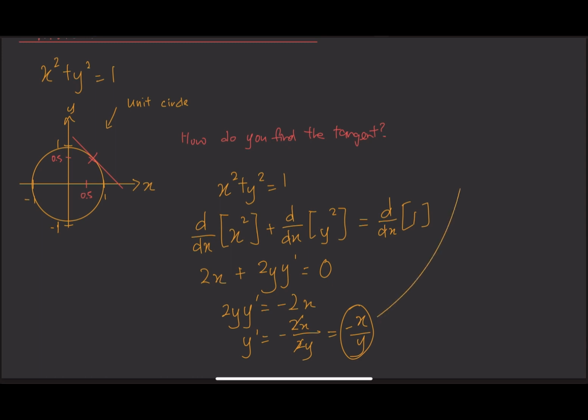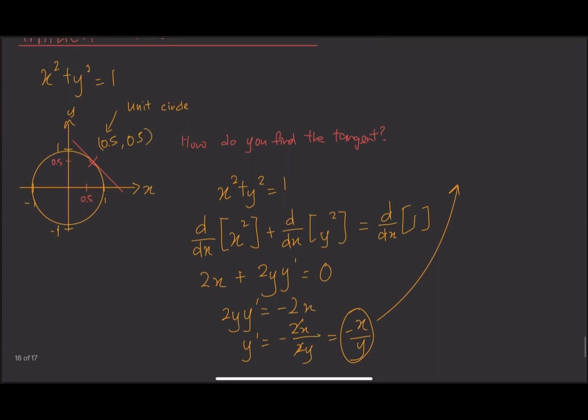Let's say we want to evaluate the tangent at the point where x is 0.5, right? And y is 0.5, right? So we just input negative 0.5 over 0.5, and what do we get? We get negative 0.5 divided by 0.5, just input into a calculator and you get negative 1. So the slope at this point is exactly negative 1. And that is how we use implicit differentiation.